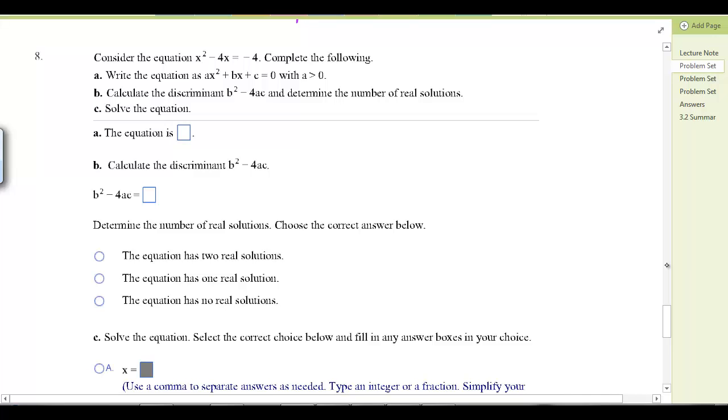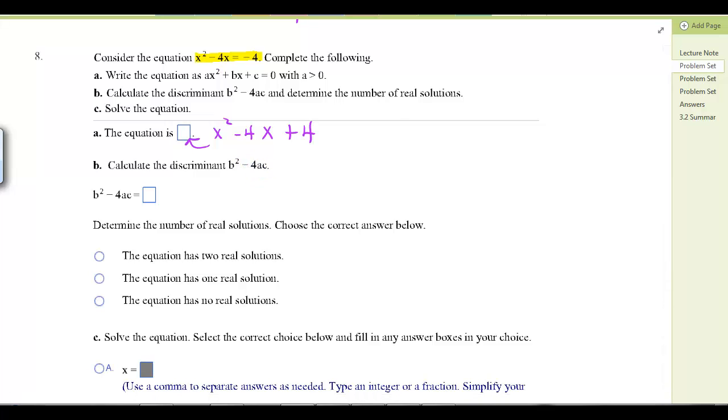All right, let's look at number 8. Consider this equation and complete the following. All right, so the equation where it's equal to 0. So we just got to reorder that a little bit. And so we have x squared minus 4x plus 4. That'll go in that box. We just added the 4 to the other side.